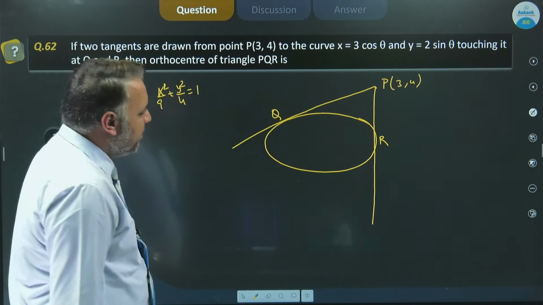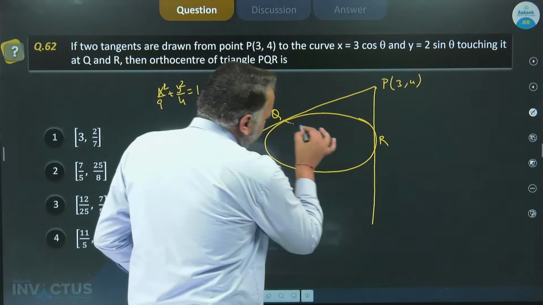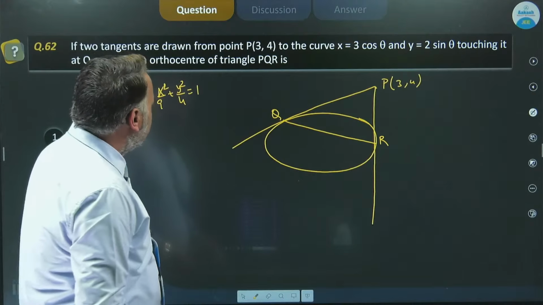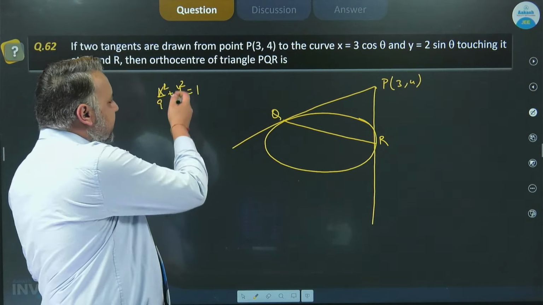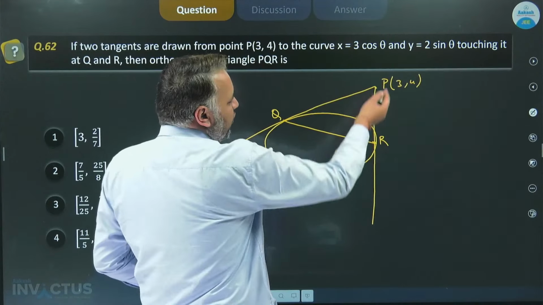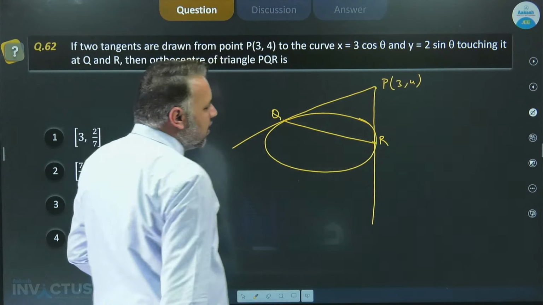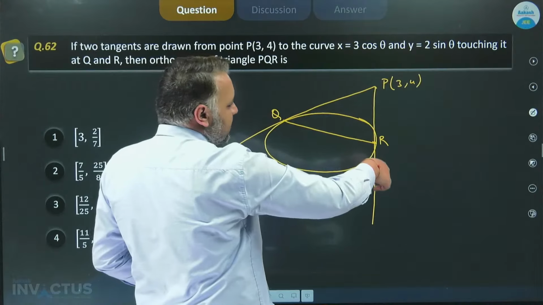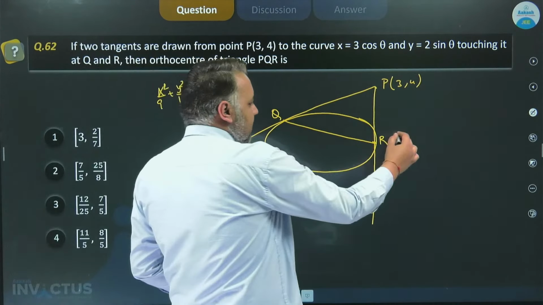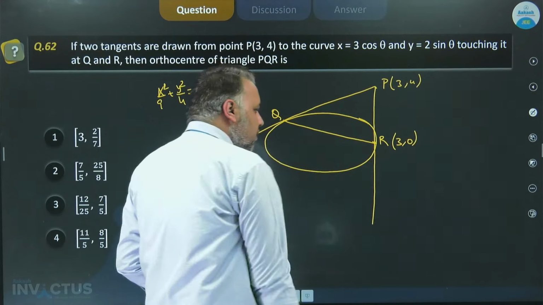So from this point P, tangents PQ and PR are drawn, and we have to comment on the orthocenter of this triangle PQR. Okay. Now this point R is directly visible: if the ellipse is x square divided by 9 plus y square divided by 4 is equal to 1, then this point is (3, 0). And if you are drawing the tangent from (3, 4), then obviously this is a vertical tangent at the vertex. So point R can be commented directly that this point is (3, 0).